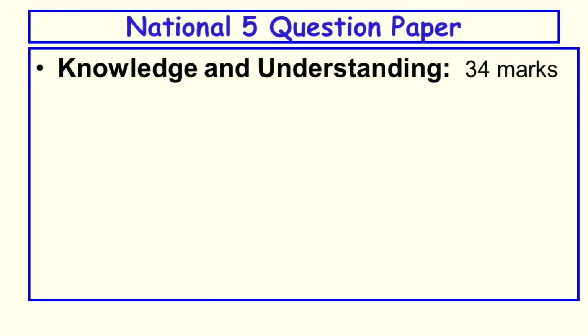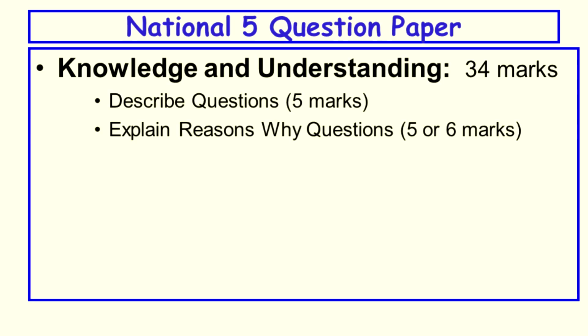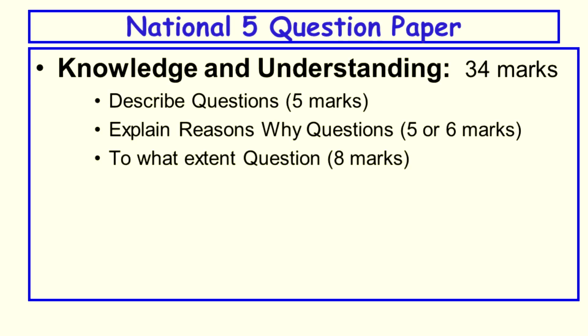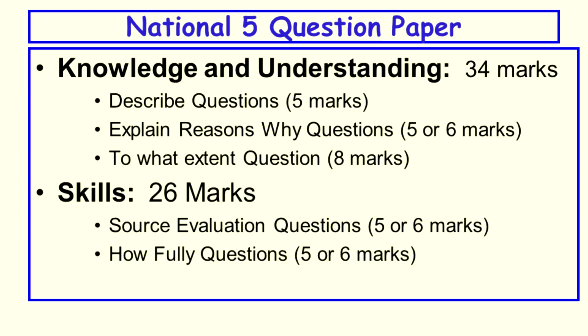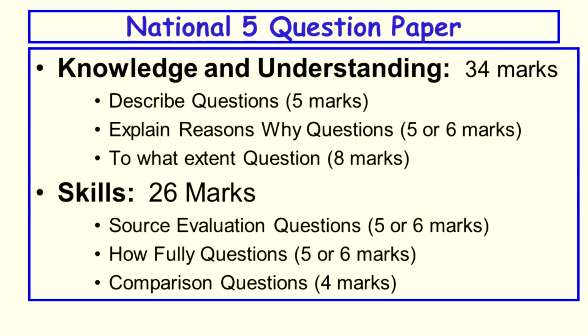The National 5 question paper consists of knowledge and understanding questions, which are worth 34 marks. The question types are describe questions, which are worth 5 marks, explain reasons why questions, which are worth either 5 or 6 marks, and to what extent questions, which are worth 8 marks. There are skills, 26 marks are available. You have source evaluation questions, which are worth 5 or 6 marks, how fully questions, which are worth 5 or 6, and comparison questions, which are worth 4 marks. All types of questions will be assessed.